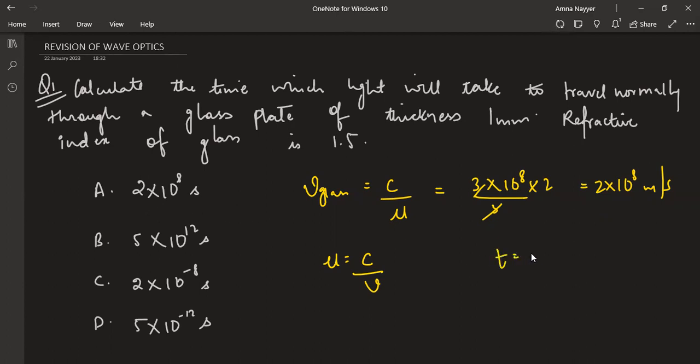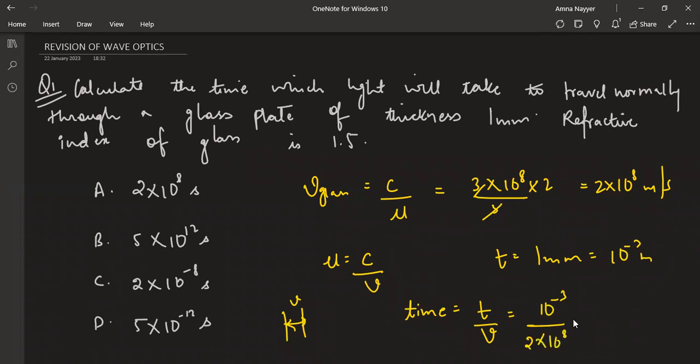Now, thickness of the glass plate is given as 1 millimeter. That is 10 to the power minus 3 meter. So this is the thickness. It's like this much thickness has to be covered with this speed. So time will be what? Time is going to be simply the thickness divided by the speed. Thickness is 10 to the power minus 3. Speed is 2 into 10 to the power 8. So 0.5, and 10 to the power minus 11, then minus 1 is there. So minus 12. So 5 into 10 to the power minus 12 seconds. So D option.